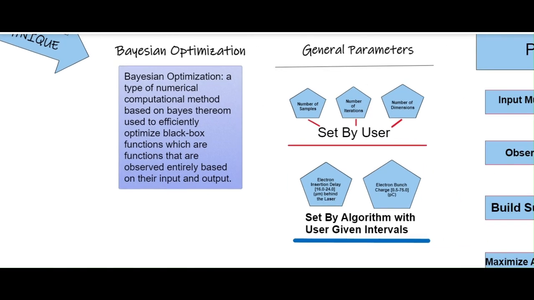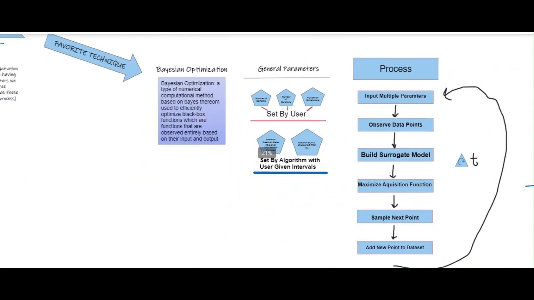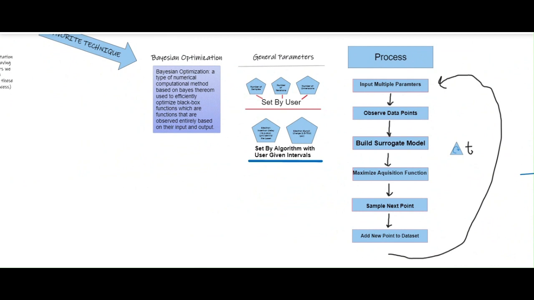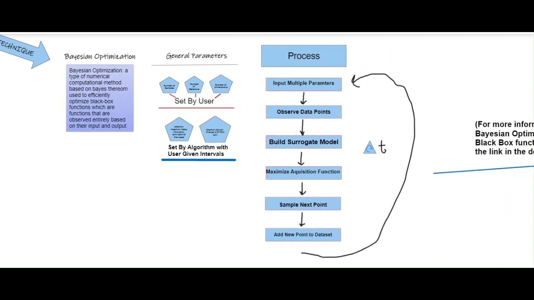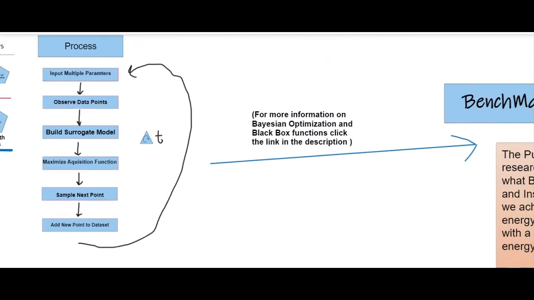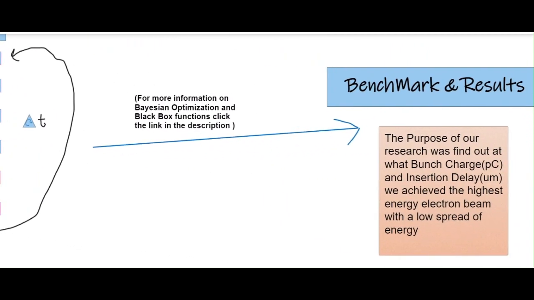The process is initiated by inputting the multiple parameters, observing the data points or outputs, building a surrogate model, maximizing the acquisition function, sampling the next point, and adding the new point to the dataset. This is done over and over until a set number of iterations is reached. The purpose of our research was to discover at what bunch charge and delay we achieved an optimal electron beam with a high energy and low variation between particles.